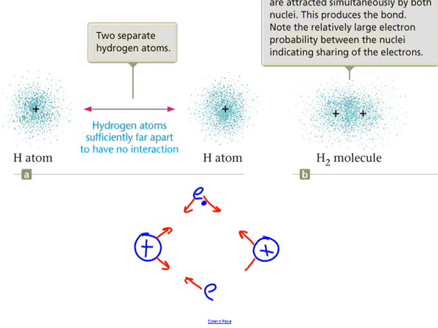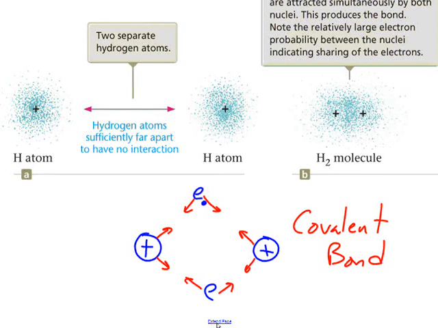Right? So all that electron density that we're putting between the 2 nuclei, the 2 hydrogen atoms, is going to be attracted to both atoms. It's that attraction that's referred to as a covalent bond.